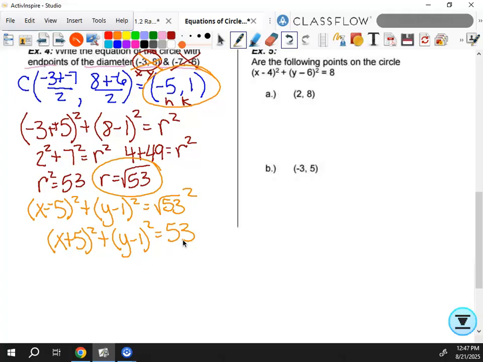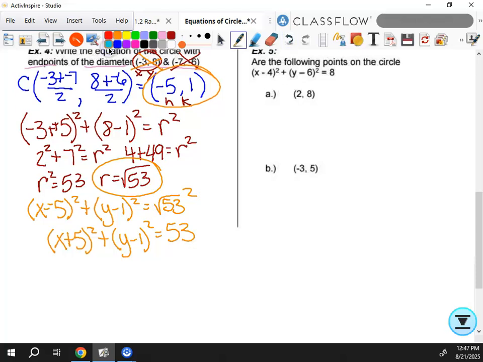You can check yourself with me. Any questions at all? Circle stuff not so bad? It's not so bad if you can understand the equation at least a little bit.